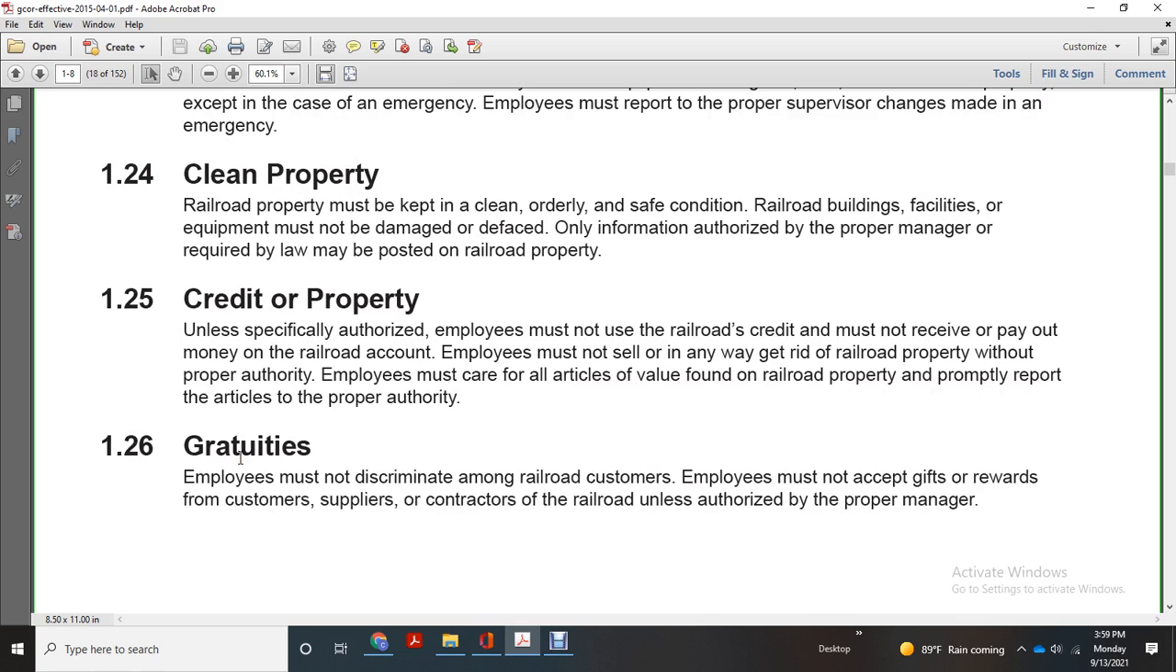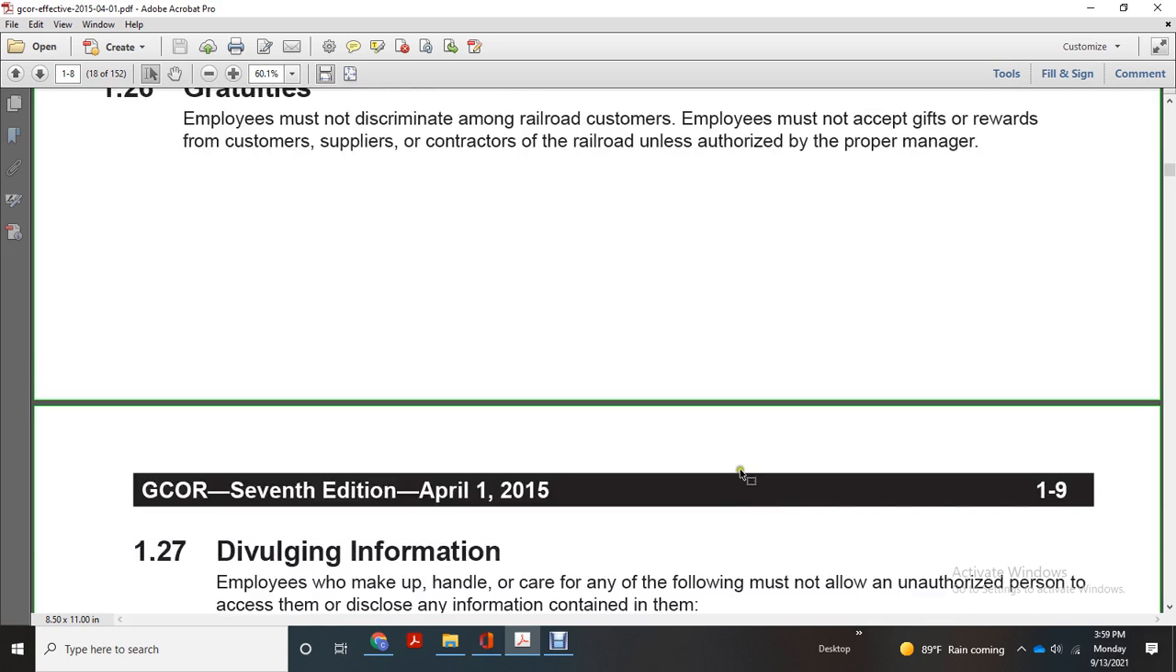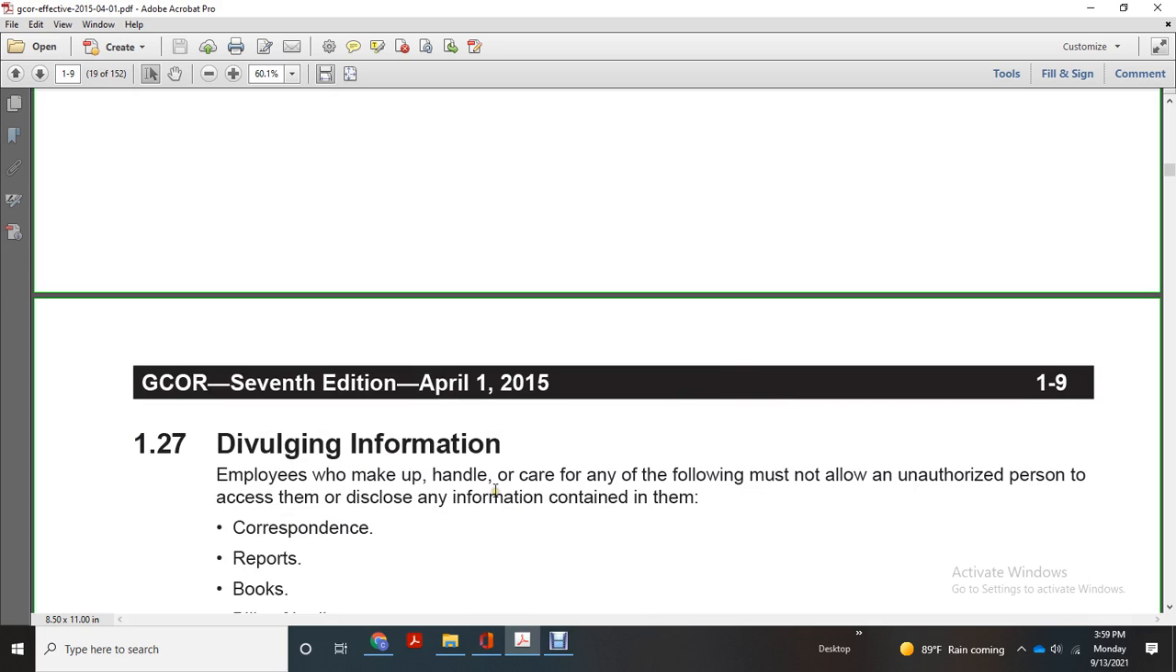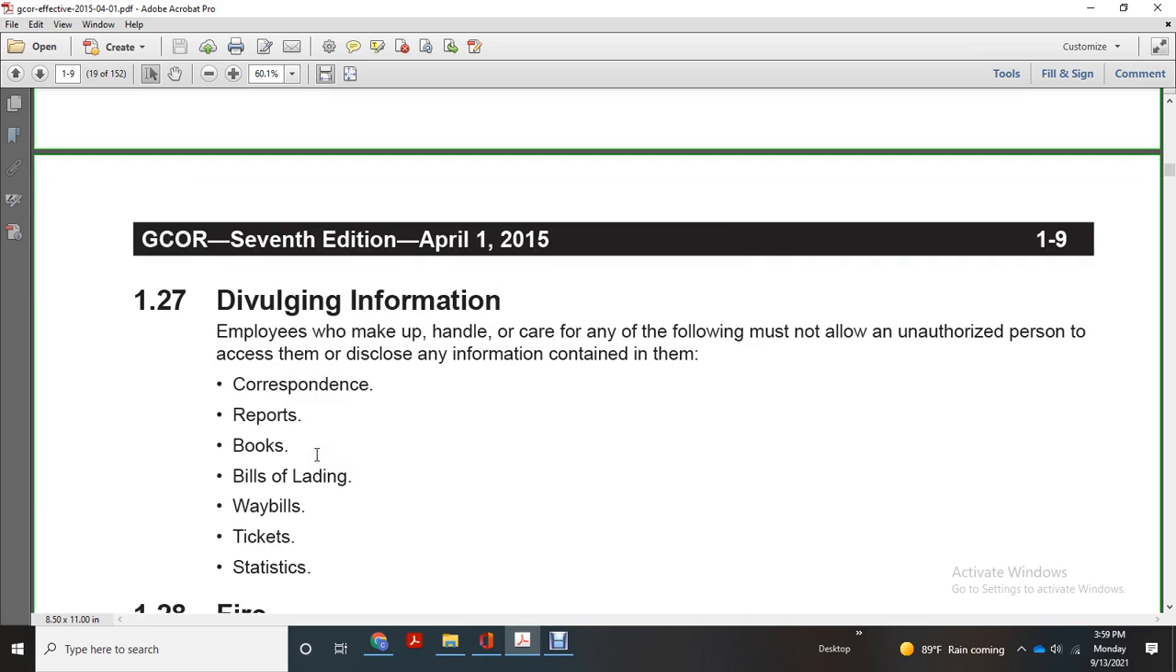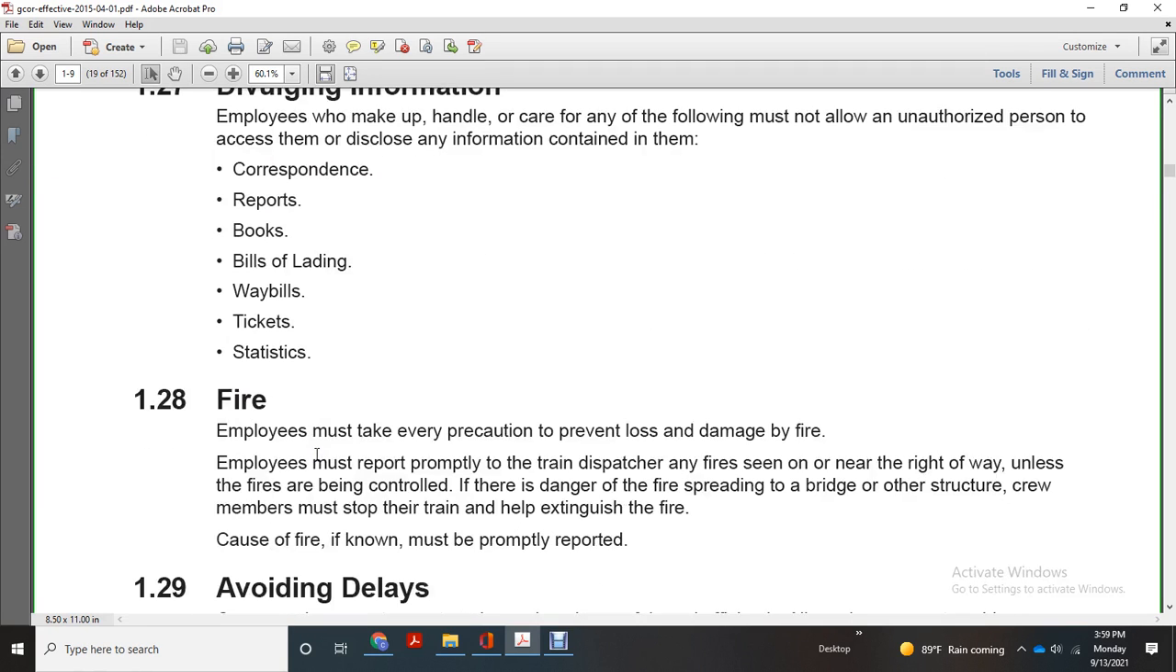126. Gratuities. Employees must not discriminate among railroad customers. Employees must not accept gifts or rewards from customers or suppliers under contract with the railroad unless authorized by the proper manager. Divulging information. Employees who make or handle or have the care of any of the following must not allow unauthorized persons to access them or disclose any information contained in them: correspondence, reports, booklets, bills, tickets, and statistics.